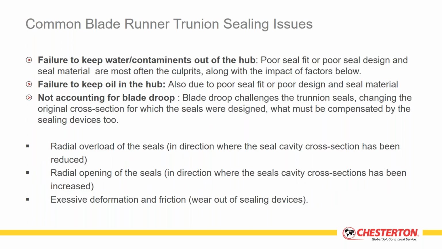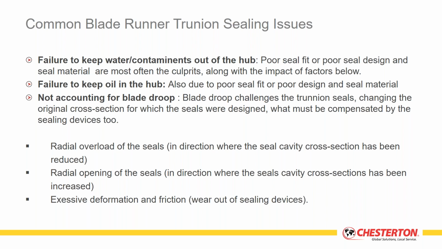So, what are the common blade runner trunnion sealing associated issues? Number one, failure to keep the water or the contaminants out of the hub, meaning that the water and the contaminants can ingress into the hub of the turbine, causing several issues. The second is the failure to keep the oil in the hub, and this can be caused by poor sealing, by poor design, or by the material used for the production of the seal.